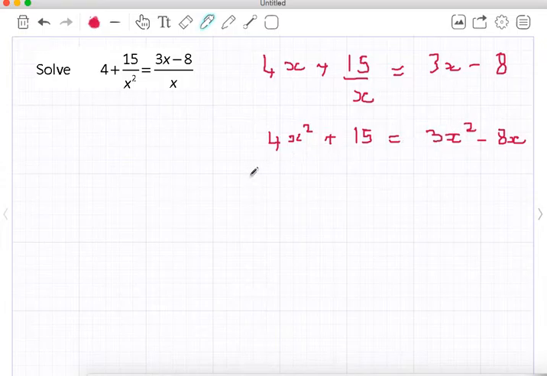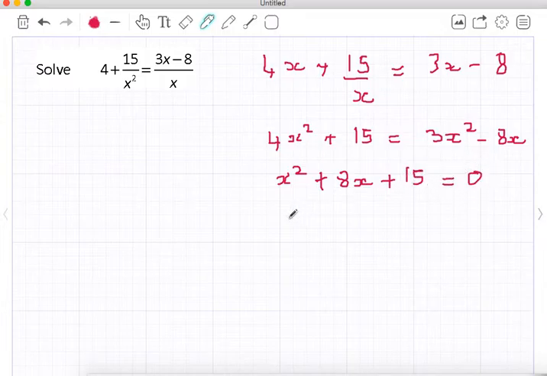4x squared, take away 3x squared is x squared. Minus 8x, I'm going to add that onto both sides to give me plus 8x, plus 15, and what I've left on the other side is a 0. This will factorize to x plus 5 and x plus 3.